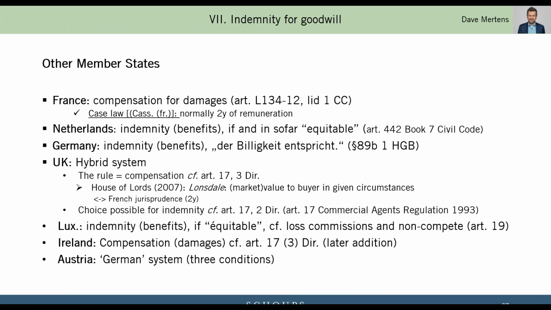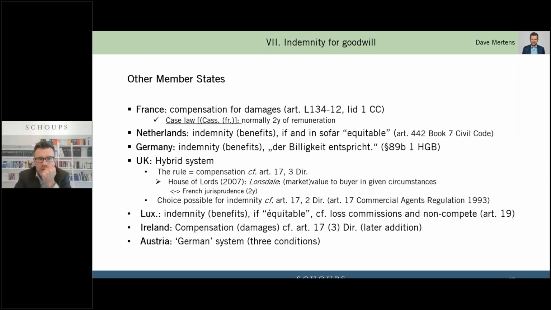And the UK also allows for a choice for the indemnity as opposed to compensation. But the default, again, is the French system of compensation, applied differently than in France. Why not?